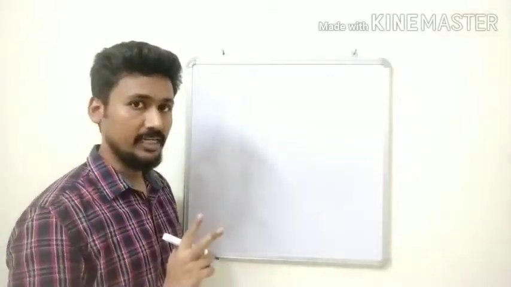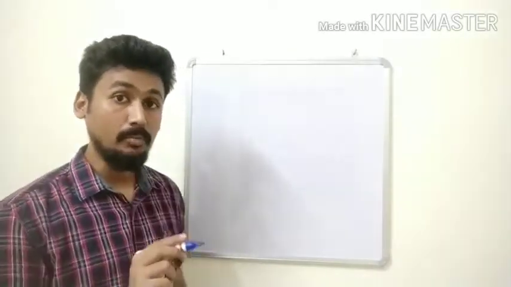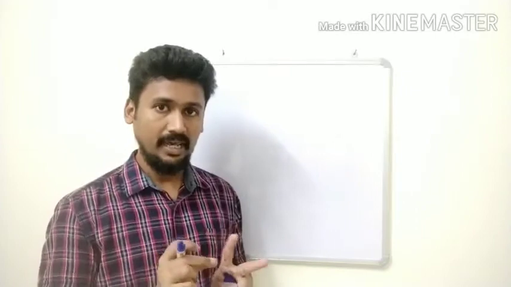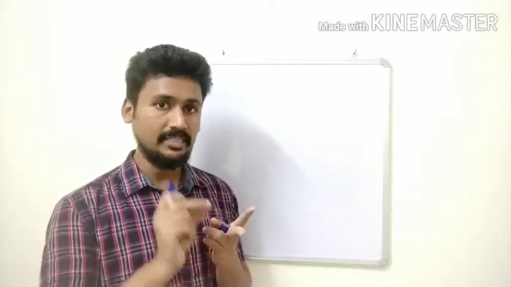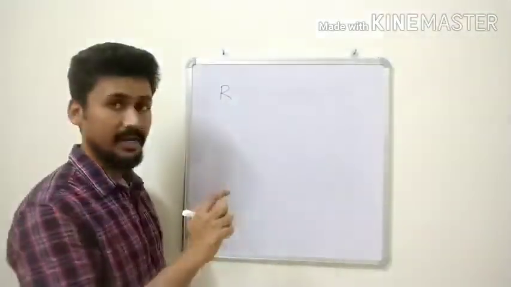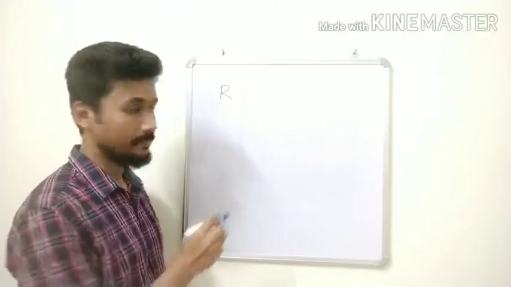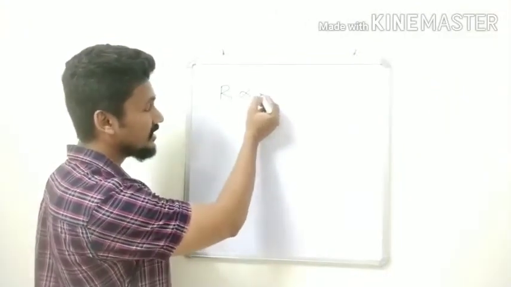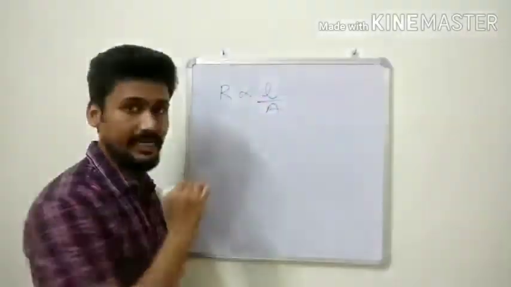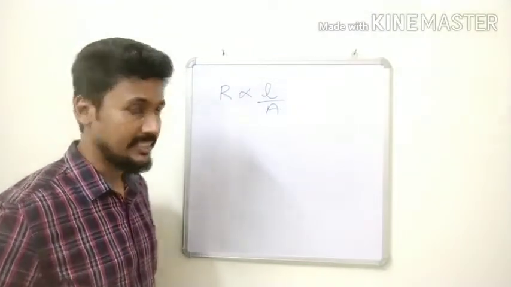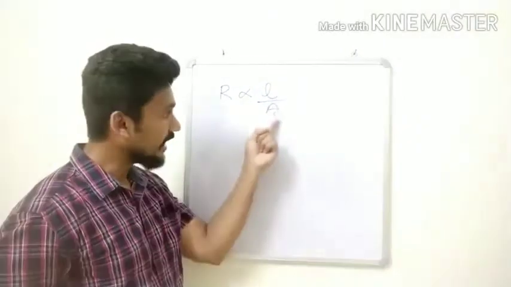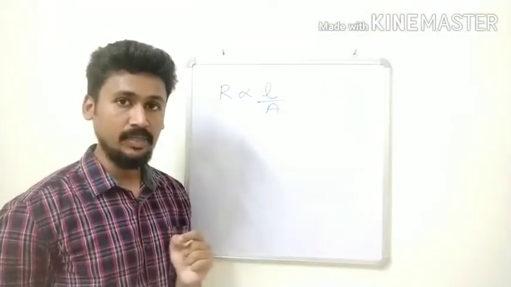Now, there are two factors on which the resistance depends, assuming that the material and temperature are constant. For a given material, if the material is the same and the temperature is constant, then the resistance of that particular conductor will depend upon its length and its area of cross section. Resistance is directly proportional to the length, and inversely proportional to the area of cross section. What it means is that if the length of a conductor is increased, its resistance will increase. If the area of a conductor is increased, its resistance will decrease.